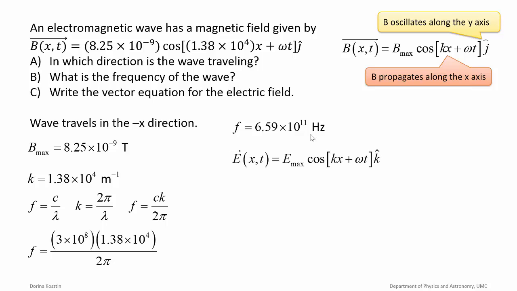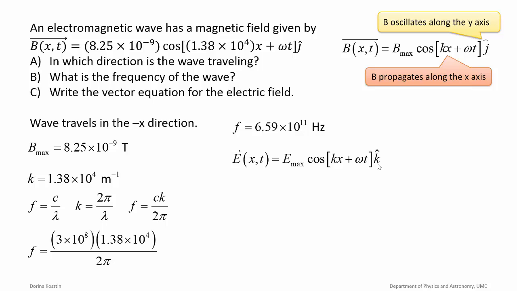Well, that equation is very similar to the equation for the magnetic field, and it will be equal to the maximum value of the electric field multiplied by cosine of kx plus omega t, and we need to figure out the unit vector that we have to use here in order to show the direction in which the electric field is oscillating. Well, the magnetic field is oscillating along the y-axis and the wave is traveling along the x-axis.